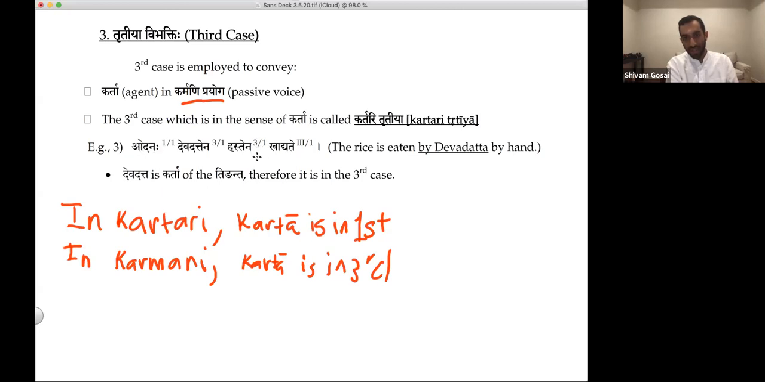So eaten, what is eaten? Rice is eaten. Rice is eaten with what? With his hands. By whom? By Devadatta. Devadatta is the doer. The hand is the instrument by which he does. So Devadatta is the main person, but his hand is the instrument with which he eats. So this is karane, and Devadatta is the karta of the verb, therefore it's in third case.